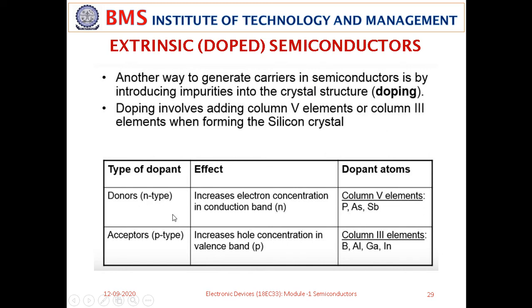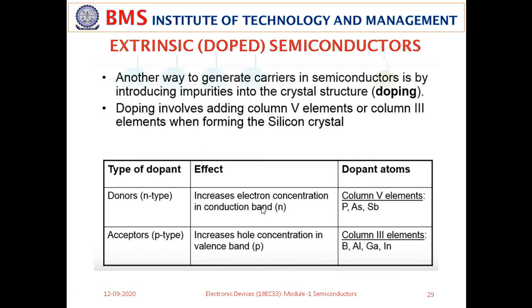You can also create another type of semiconductor called P-type by adding acceptor impurities. Acceptor impurities are the column 3 elements of the periodic table. Examples are boron, aluminum, gallium, indium. They are trivalent in nature, having 3 valence electrons in the outermost orbit. So for every acceptor impurity added, it creates an empty position in the valence band. So it increases the hole concentration in the valence band. Therefore, in the P-type semiconductor, the hole concentration is very high. In the N-type semiconductor, electron concentration in the conduction band is very high.